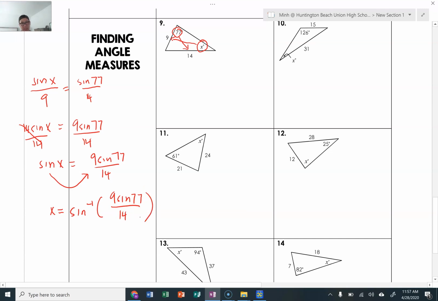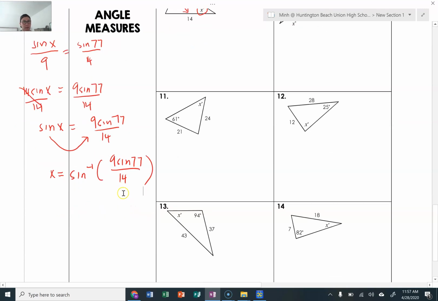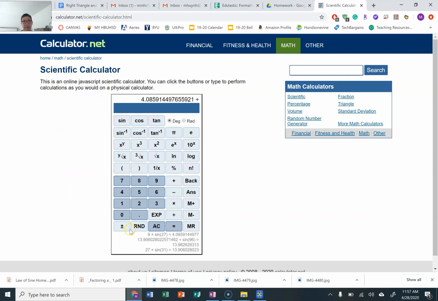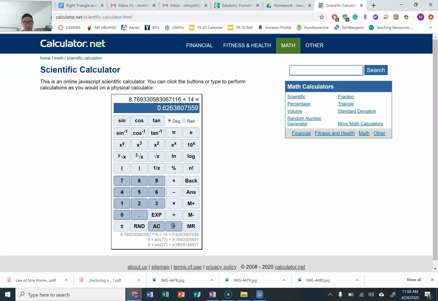And my suggestion is this: this is a lot to put into your calculator. I would put this into your calculator first, so 9 sine 77 over 14. Let's take care of that first. Let's clear it. So I have 9 sine 77. I'm going to press enter, then divide it by 14, and press enter.